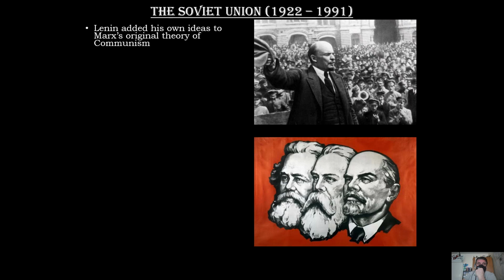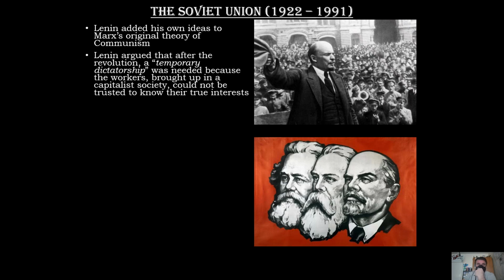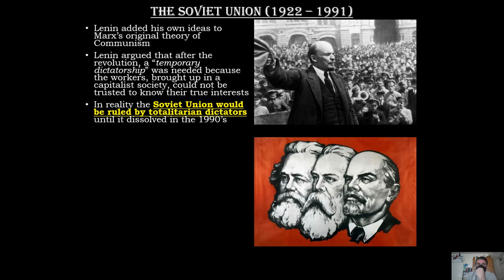Lenin added his own ideas to Karl Marx's original theory of communism. He argued that after the revolution, a temporary dictatorship was needed because the workers brought up in a capitalist society could not be trusted to know their true best interests. In reality, the Soviet Union would be ruled by totalitarian dictators until it dissolved in the 1990s. And that's kind of the irony of it. Part of this was replacing an autocratic leader in the Tsar, and having something more representative. But ultimately, they replaced an absolute monarch with a dictator.